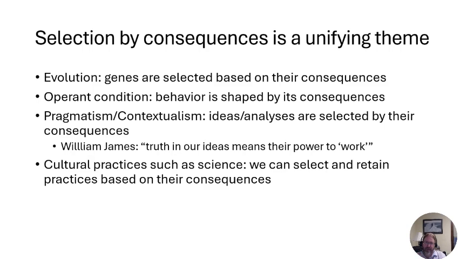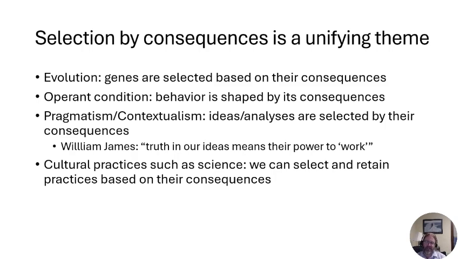but then selection by consequences doesn't just happen at the genetic level; it can also happen within the lifetime of a living organism. And we see that with Skinner's identification of operant behavior, where the impact that behavior has on the environment then impacts the likelihood of that behavior continuing or not continuing in the future. So the frequency of the behavior in the future is shaped by the consequences and selected by the consequences.